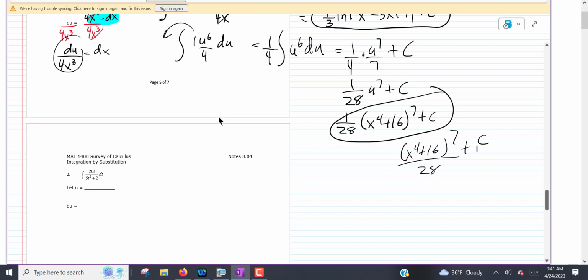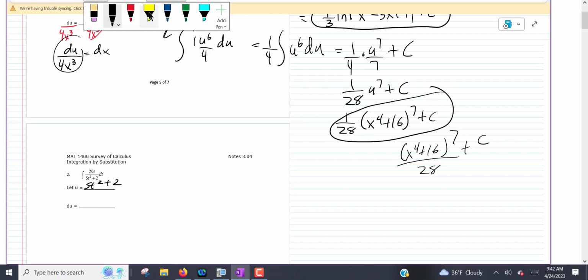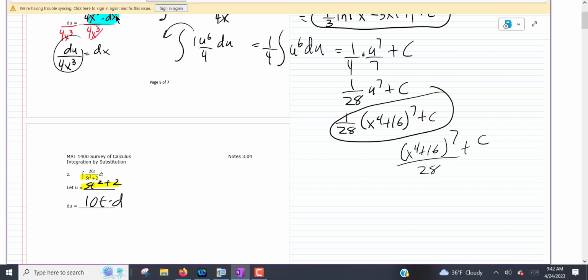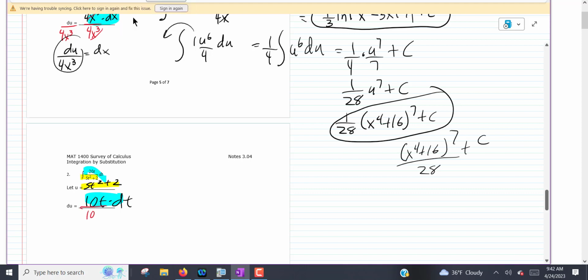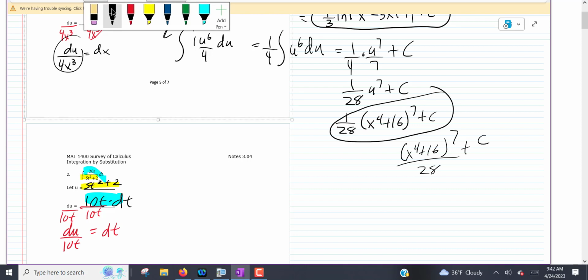Okay, what did you all set u equal to on the second problem? 5t squared plus 2. Okay, so that will be what the bottom is going to turn into u. So tell me what du is. 10t times dt. Does that match what's left? Okay, it doesn't, so what do you do? Solve for dt. Good, okay, so we need to divide both sides by 10t, so we end up getting dt equals du over 10t. Okay? All right, so that's how you would start that.